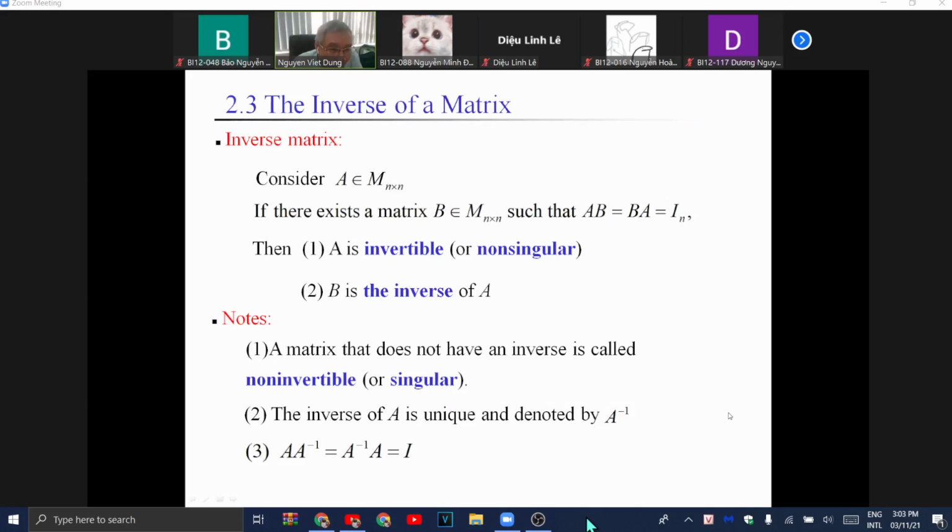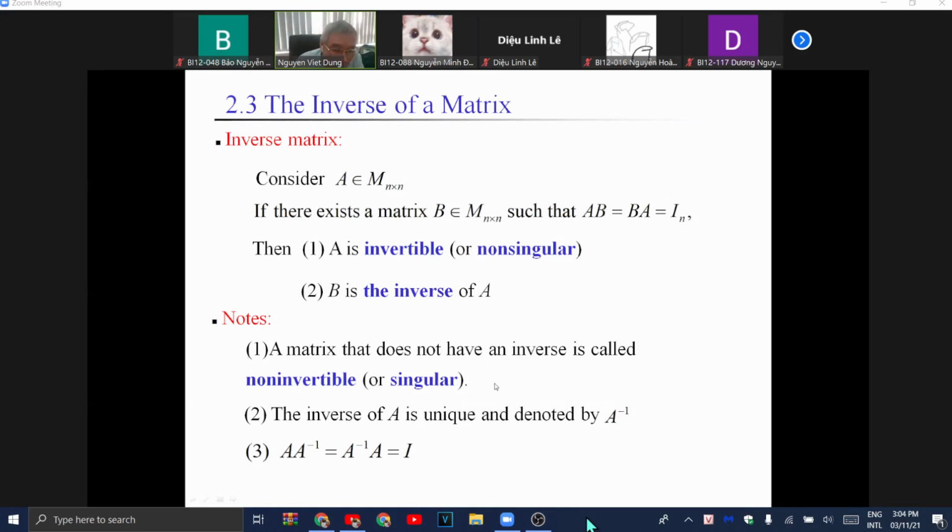The first definition says that if A is a square matrix, we say that A is invertible if we can find a square matrix B of the same size, satisfying that A multiplied by B equals B multiplied by A equals identity. In that case, B is named the inverse of A.